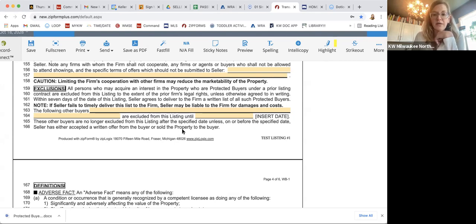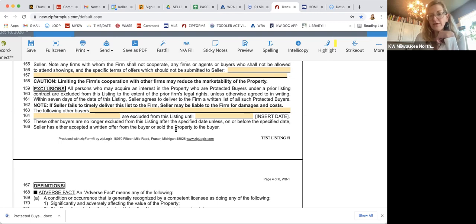And then to make a note about those one-off cases where an owner was entertaining or attempting or started negotiation conversations with other random parties. It's definitely wise to put a timestamp on that. So yes, Mr. Seller, we can exclude your neighbor for the first 2 weeks of this listing contract. And you would indicate that on line 164.